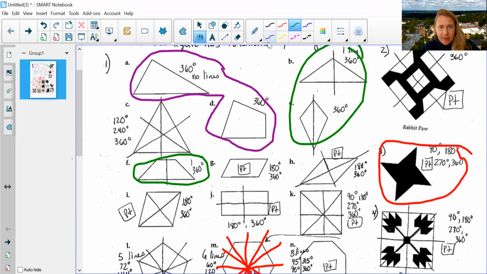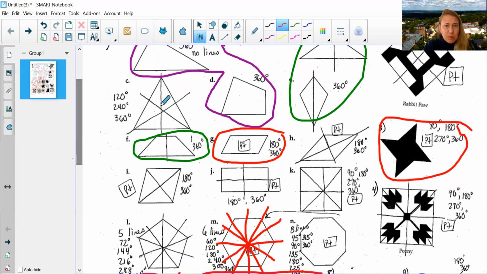Actually, here's another one that should be circled. That one should be circled in red, because it has rotational without line. But here, similar figure. This is a parallelogram, but this is a rhombus. This would give me 2 lines of symmetry. Now I have 2 rotational symmetries. As soon as I have 4 lines of symmetry, I have 4 rotational symmetries, and so on.